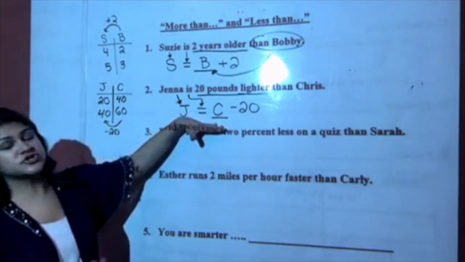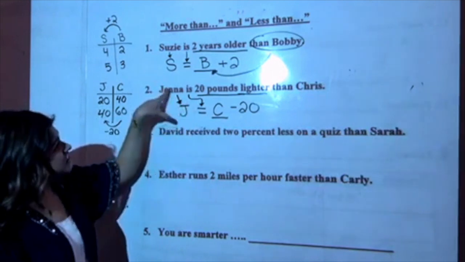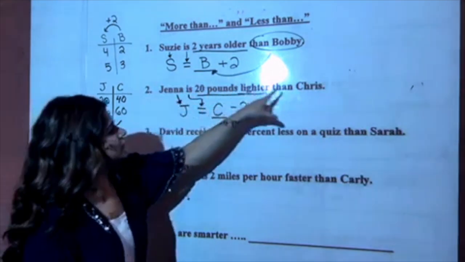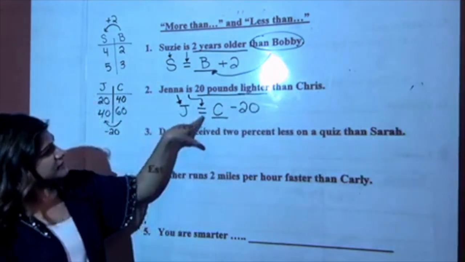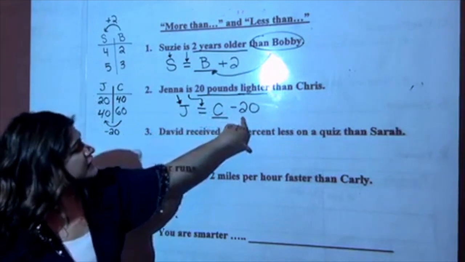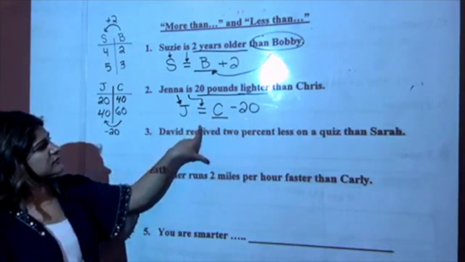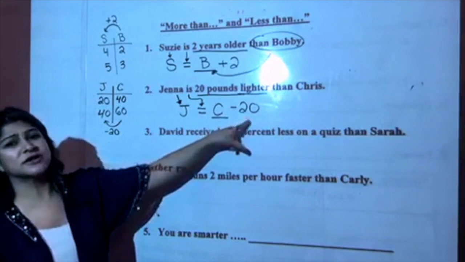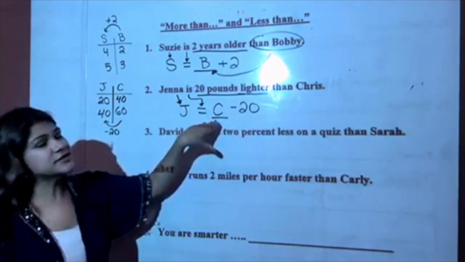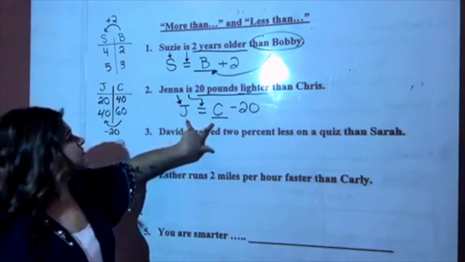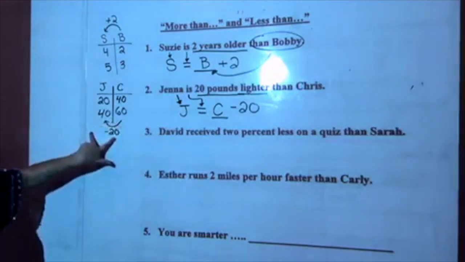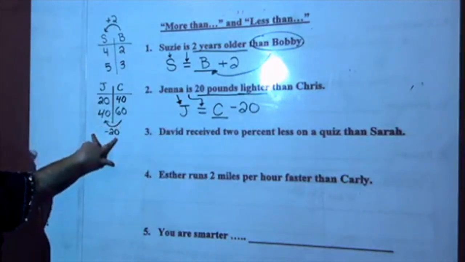For this, let's do a check and see if it makes sense. Jenna is 20 pounds lighter than Chris. So we're subtracting 20, but we have to subtract 20 from something. And we put our variables correctly because I checked my work with this table.